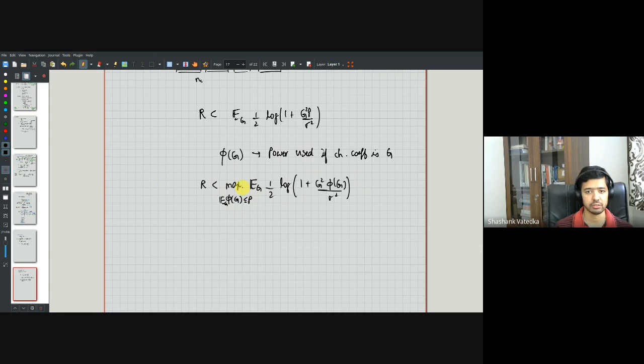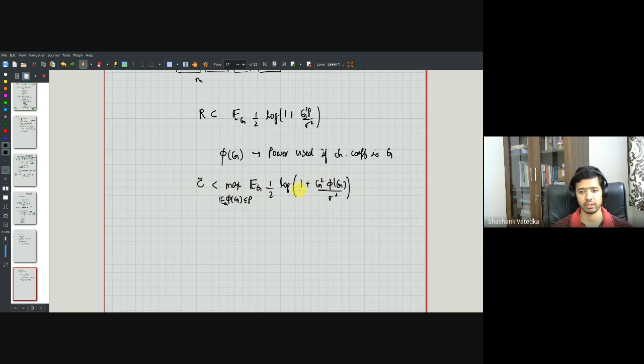So the capacity, or it's not a true capacity, so that's why I'll call this C tilde instead of C. So the average rate that you can achieve turns out to be the maximum over all possible power control functions phi of the expectation over g of half log 1 plus g square phi of g divided by sigma square. And as we've seen before, you can solve this using Lagrange multipliers, and what you'll get is basically a water filling kind of solution.